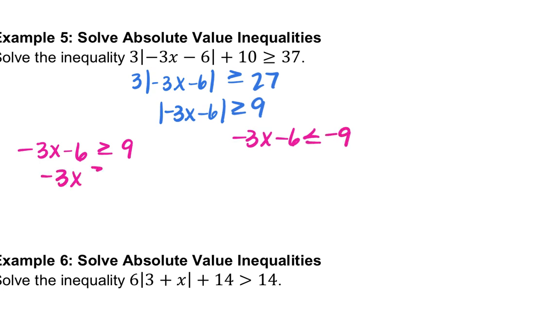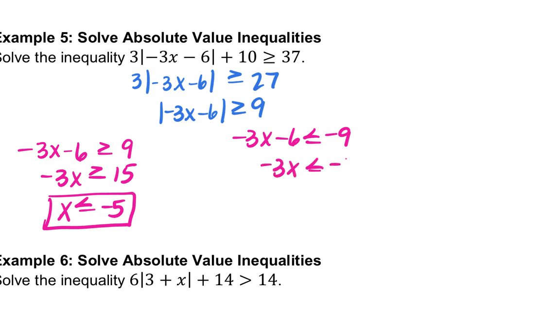So negative 3x is greater than or equal to 15. Divide by negative 3. What is about to happen? So this is less than or equal to negative 5. And then over here, negative 3x is less than or equal to negative 3. I'm dividing by negative 3 again, so now the symbol flips again. So there's lots of opportunities for the inequality to flip, so make sure you're paying attention.